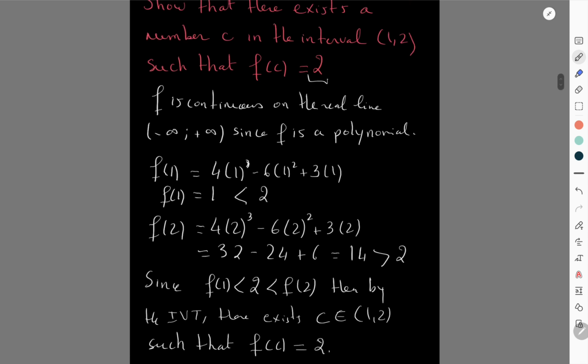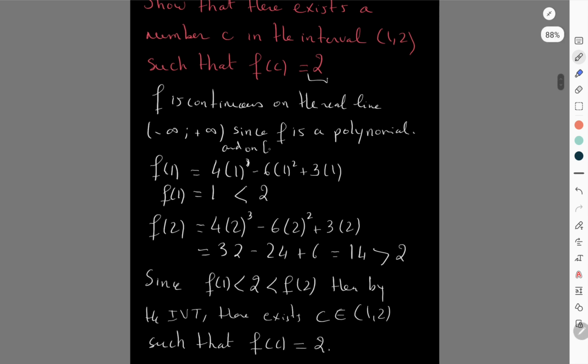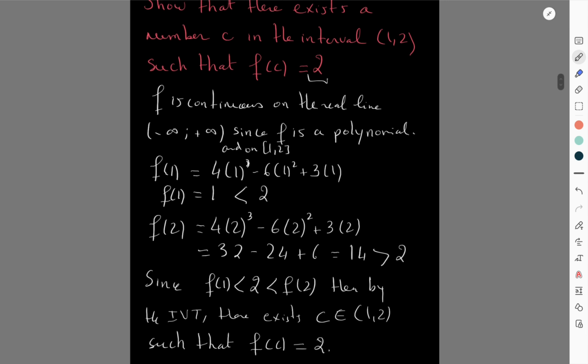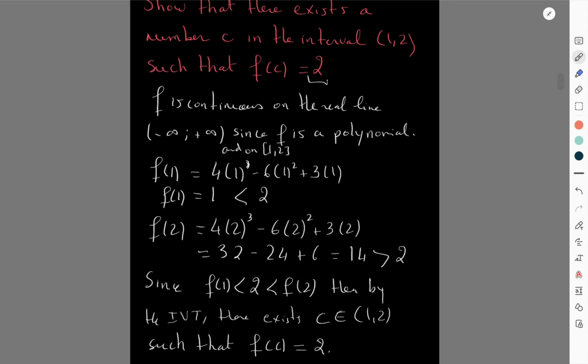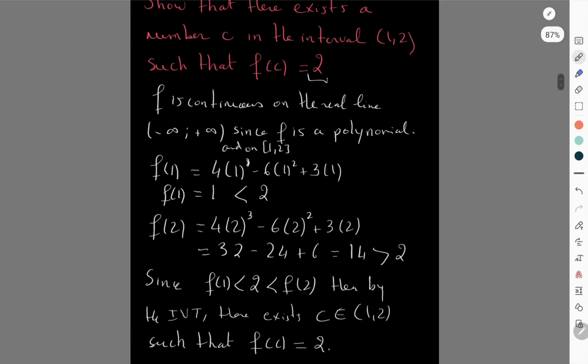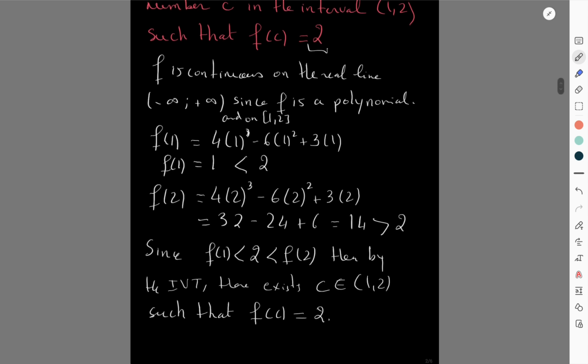It's very important to state all the assumptions: that f is continuous on the real line, so it's continuous technically on the interval (1, 2) as well, right? And on the closed interval [1, 2]. It's very important that the interval here is closed. Okay? And then show our work by computing the values f(1) and f(2), and that the value that we're looking for, in this case 2, lies in between f(1) and f(2). Then this solves the question for us by using the intermediate value theorem.